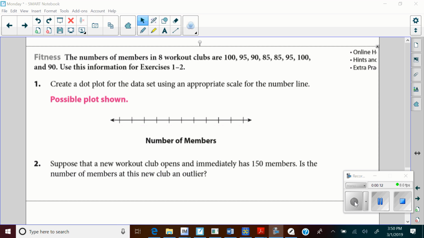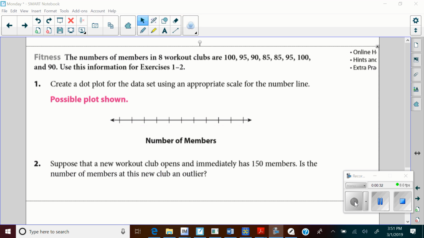All right, so in this example, it's about some workout clubs. It says the number of members in 8 workout clubs are 100, 95, 90, 85, 85, 95, 100, and 90. Now they want us to use that information for problems 1 and 2.